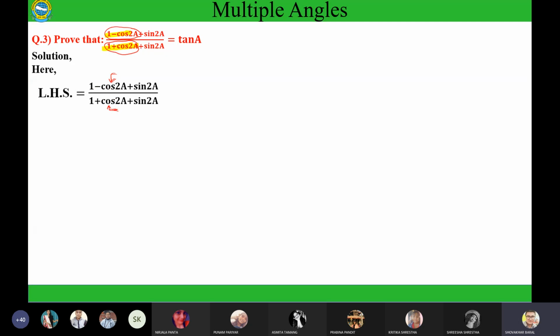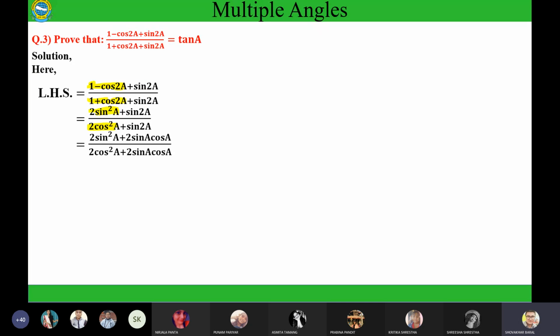Better if you use the formula directly. 1 minus cos 2a is 2 sin square a, so we get 2 sin square a plus sin 2a, and 1 plus cos 2a is equal to 2 cos square a. So here I am replacing 1 plus cos 2a by 2 cos square a and 1 minus cos 2a by 2 sin square a. Let's use the formula of sin 2a also in the next step.